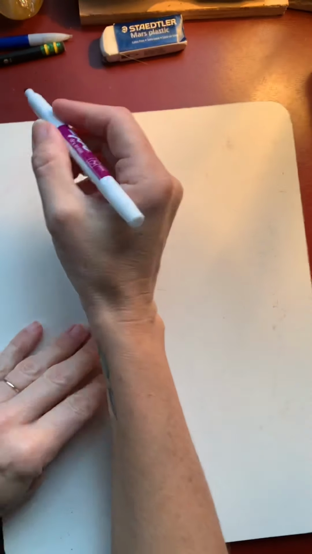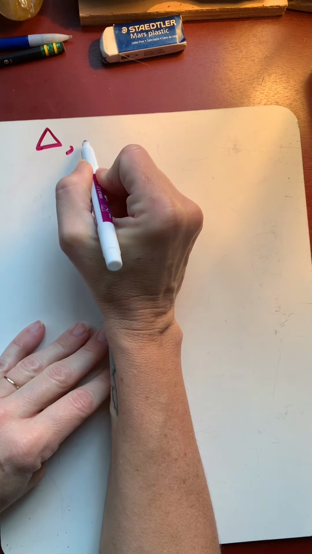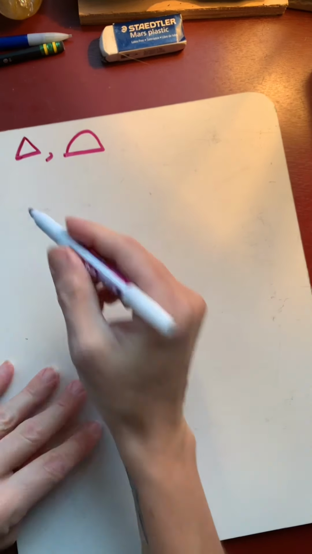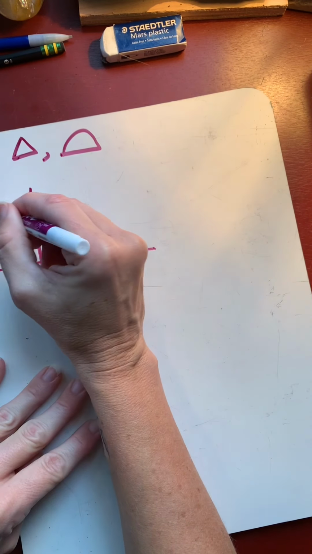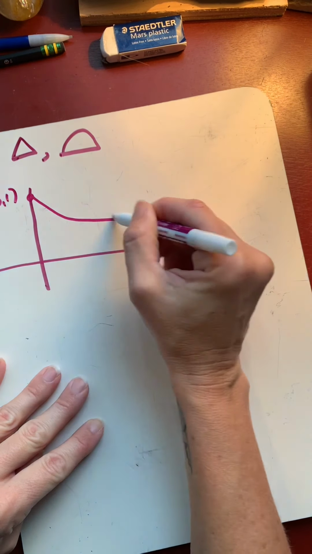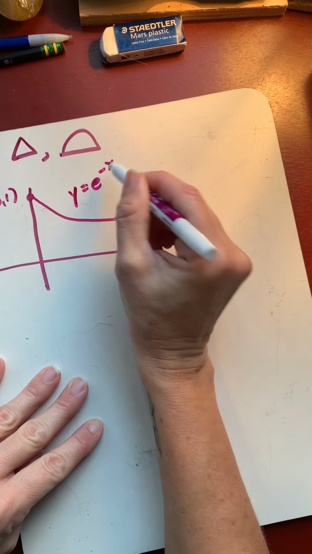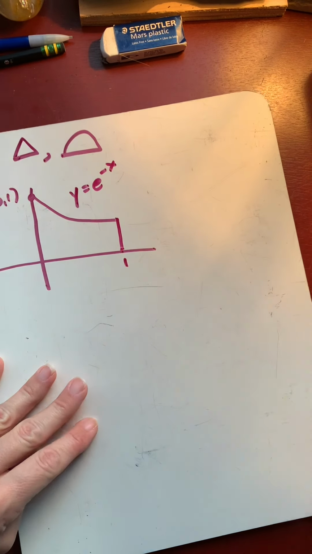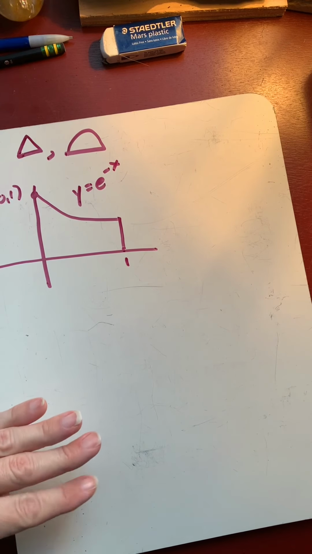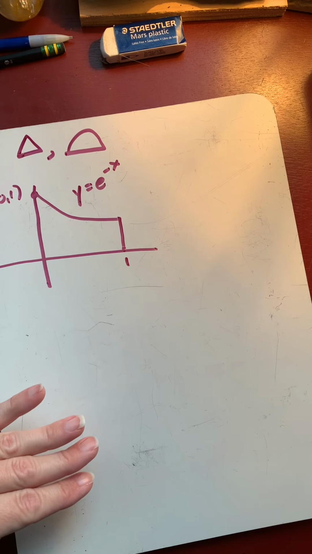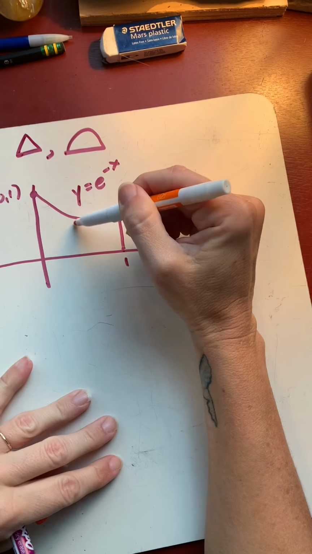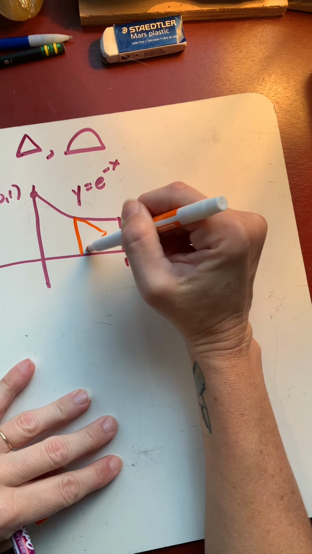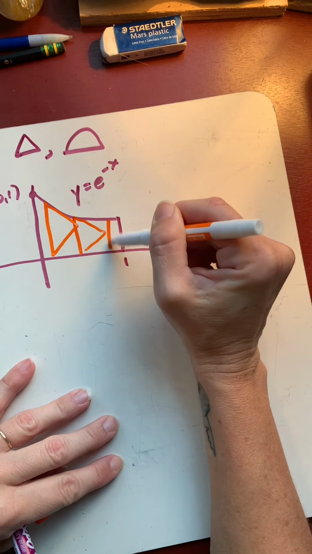Okay, so now we've got the cross sections with triangles and semicircles. So the first one, oh, we have e, love that. Y equals e to the negative x, and we're going up until here where x is 1. Cross sections perpendicular to the x-axis are equilateral triangles. So they're going this way, coming up at me and back down, at me, back down, at me, back down.